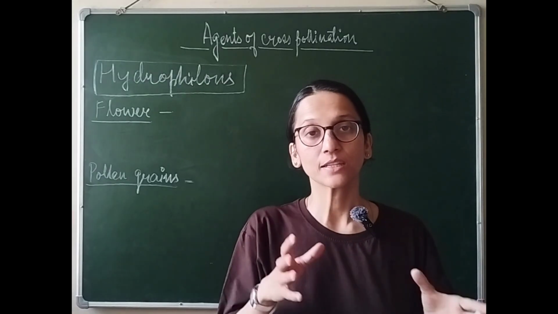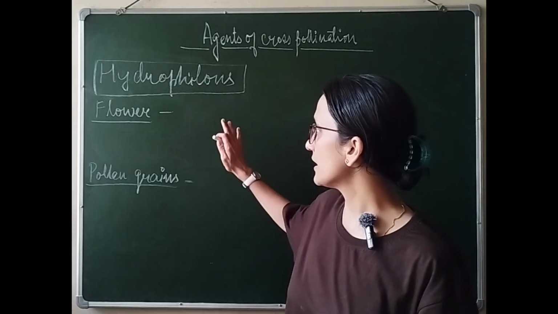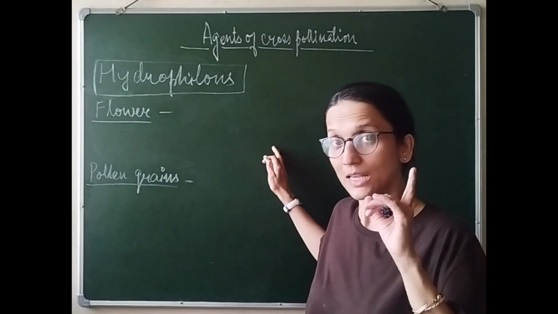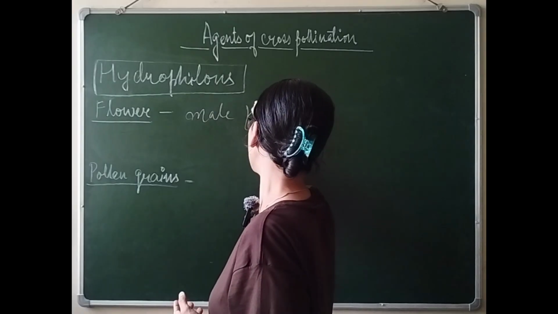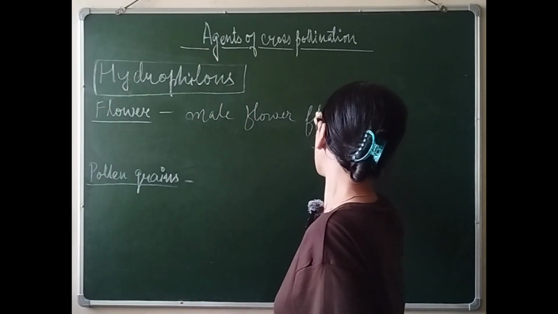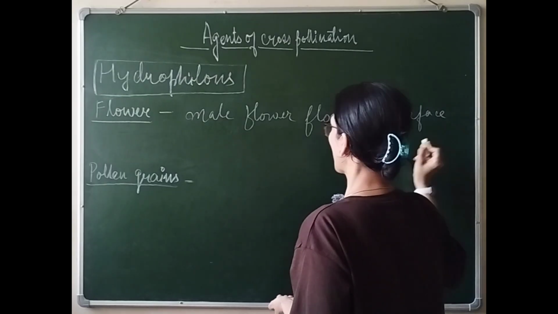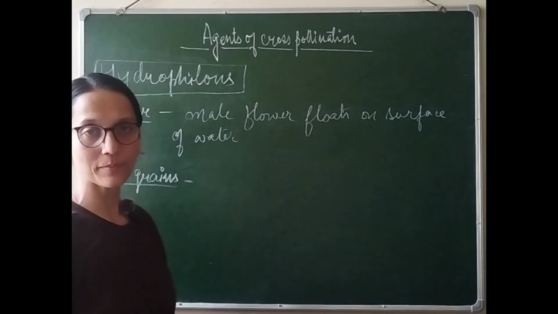Hydrophilous flowers. These flowers are pollinated by water. So basically they are aquatic plants. In these we have seen that the flowers are mostly seen to float on the surface of the water, especially in cases like Vallisneria, where the male flower floats on the surface of water until it meets a female flower.